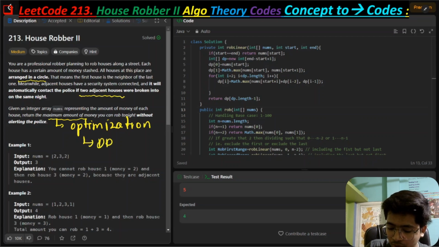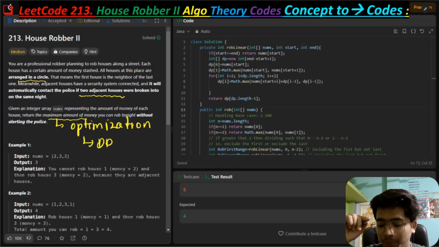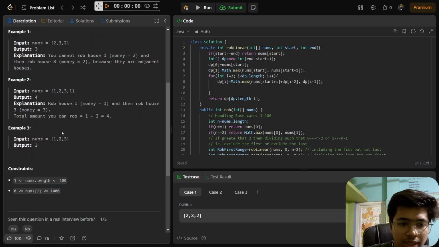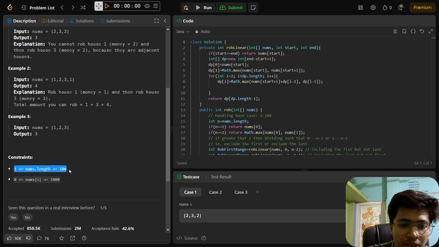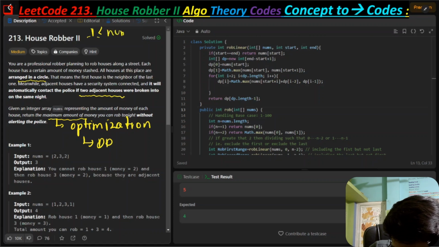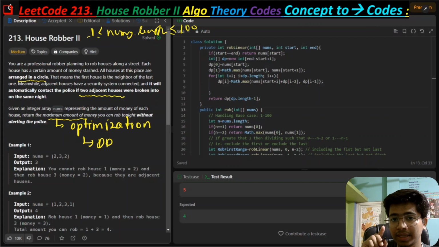Okay, so let's try to understand how we can solve this. Let's try to understand the approach. Before we understand the approach, one important thing is that we have to observe the constraint. So let's observe the constraint. We are in the house robbery problem 2. The constraint here is that 1 less than or equal to nums dot length less than or equal to 100. That is the constraint given there.